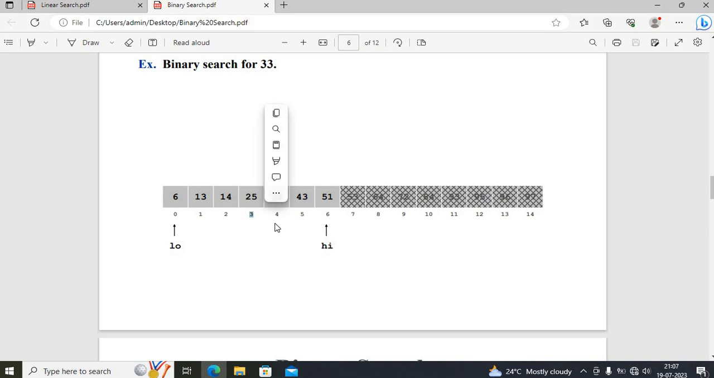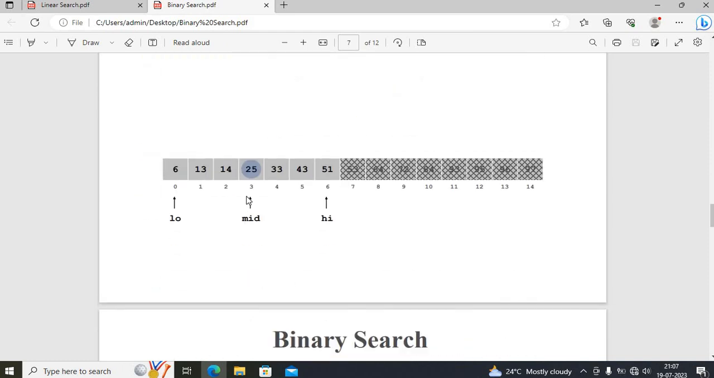So 3 is the mid position. So now again mid is dividing the list into two lists. One is the left list of 25 and the right list of 25. 25 is the mid element.